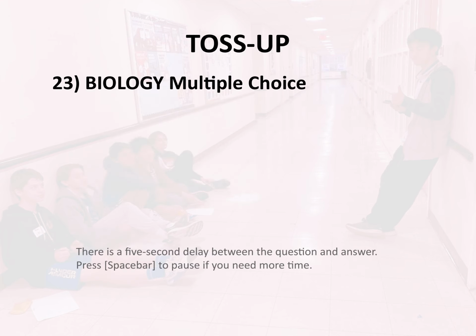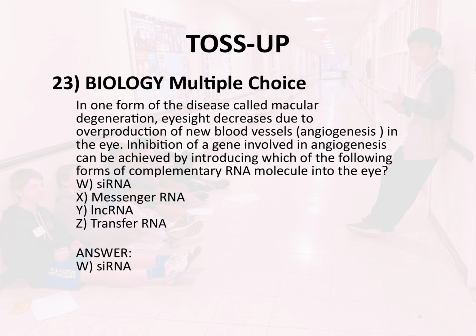Toss-up 23. Biology. Multiple choice. In one form of the disease called macular degeneration, eyesight decreases due to overproduction of new blood vessels, angiogenesis, in the eye. Inhibition of a gene involved in angiogenesis can be achieved by introducing which of the following forms of complementary RNA molecule into the eye? W. siRNA. X. Messenger RNA. Y. lncRNA. Z. Transfer RNA. Answer: W. siRNA.